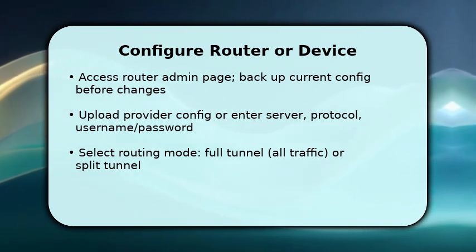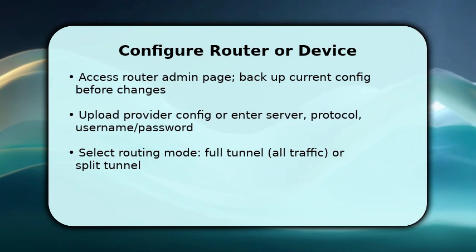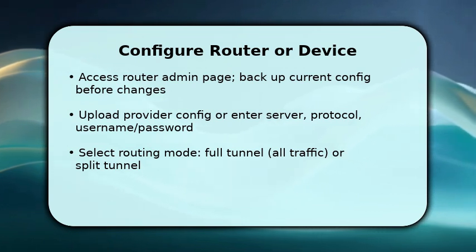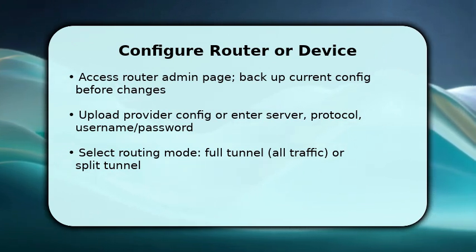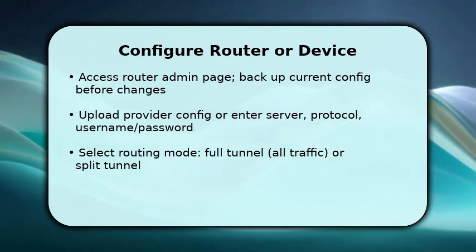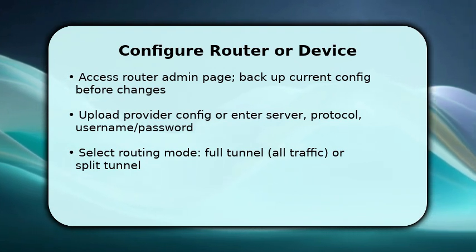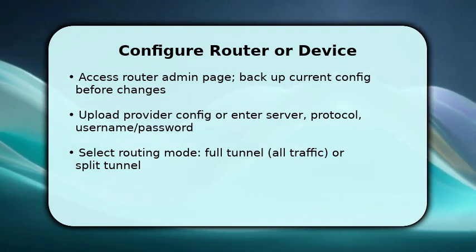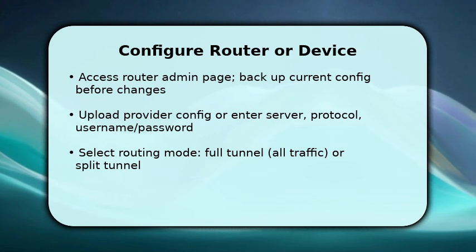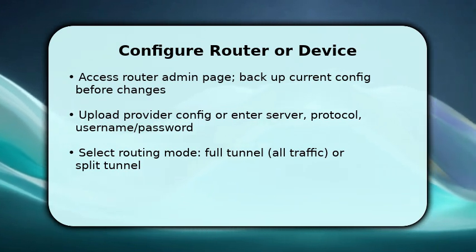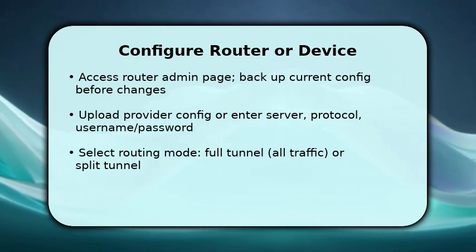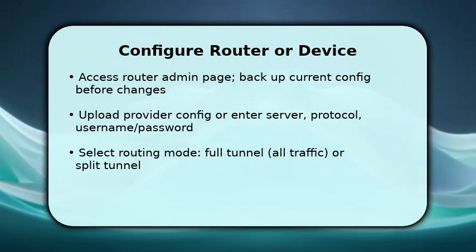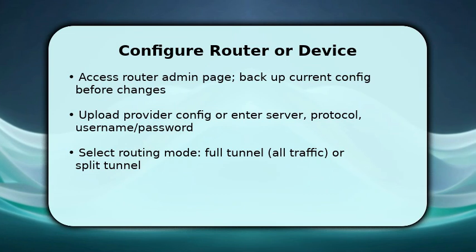Upload provider config files or manually enter the server address, chosen protocol (OpenVPN, WireGuard, IKEv2), and your credentials. Configure encryption and DNS according to provider recommendations. Next, choose routing mode. Full tunnel sends all devices through the VPN. Split tunnel sends only selected traffic. Apply and save changes, then restart the router or device to activate the connection.